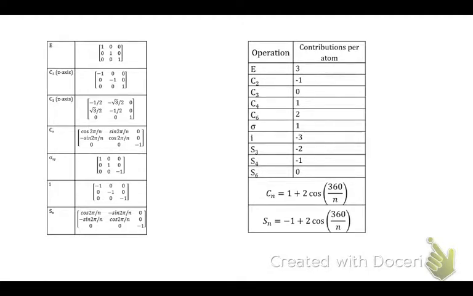Now if you add together the diagonal elements, the trace of the matrix, you get negative 1 plus negative 1 plus 1, which is a net of negative 1, so that's where that number comes from. We can do similar operations with each of the transformation matrices and get to the contributions per atom. In your case, contributions per atom is not something you need to memorize. Instead, you can look it up in the table that is located on the back page of your character table booklet.